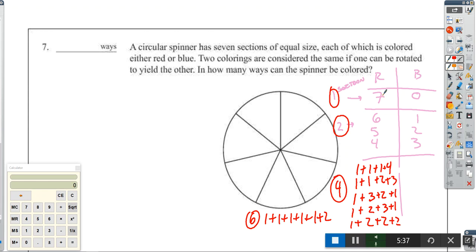But that is only dealing with one color, having the reds in one color. I can flip it and have it with the blue as well. So if there are 10 different ways with the reds, there have to be 10 different ways to do the same thing with the blues. 10 plus 10 is 20.